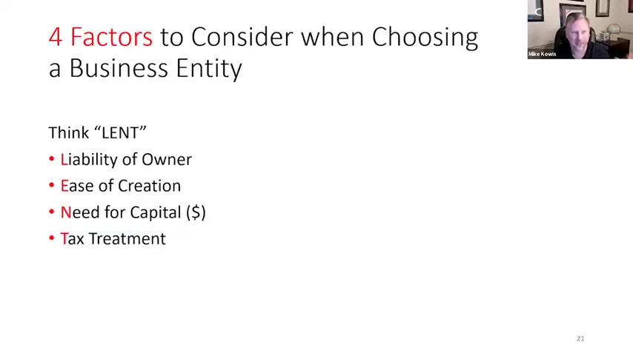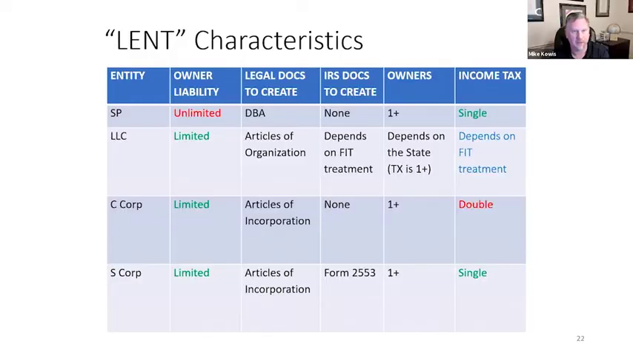So let's say you want a business, and you want to pick between a sole proprietorship, LLC, C corp, S corp. Well, the factors that I use, and this is what I teach in my business law class, is you want to think of the LENT factors: the liability of the owner, ease of creation, need for capital or money, and then the tax treatment. Those are the 4 factors that you want to consider when you pick your business entity. And so now we're going to go through each of these and see how they apply to the different entities. And this is sort of a spreadsheet I created that lays out the LENT characteristics for each of the 4 business entities that we're about to discuss.